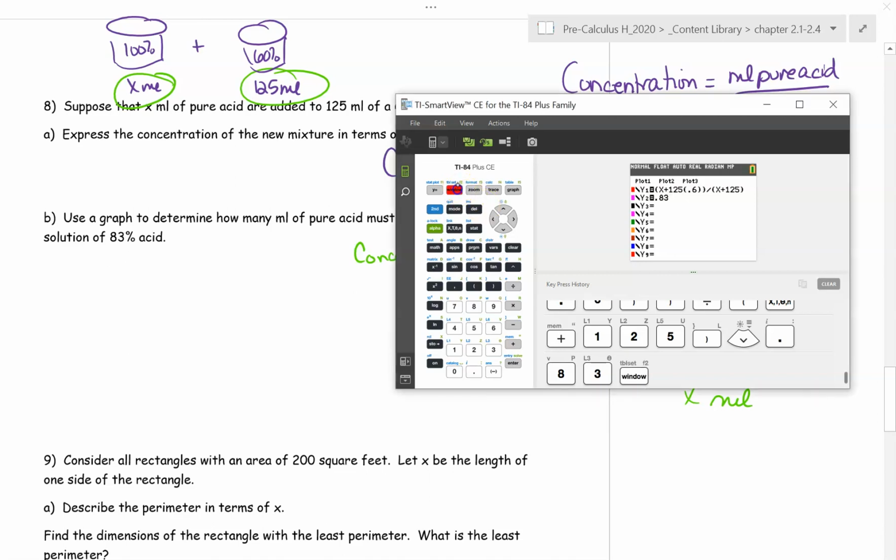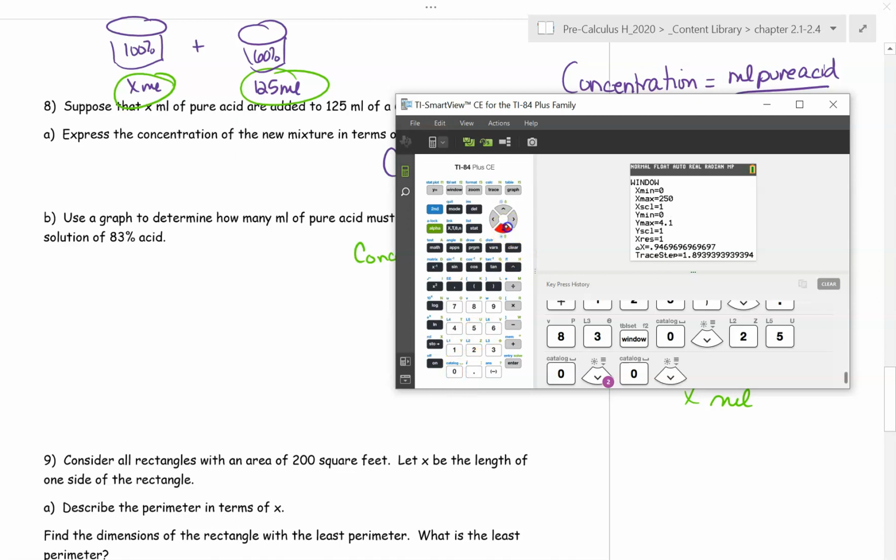Now let's think about a window. For X values, I'm not really sure how much acid I would have to add. I already have 125 mils of 60%, so I'm thinking I'm going to need probably more than 125 mils. At the most, I'm thinking 200. If 200 makes sense, I'll go a little bit bigger, to 250. For the Y's, this might be a little confusing, but you're actually going to go to 1, because again, 1 would be 100%.